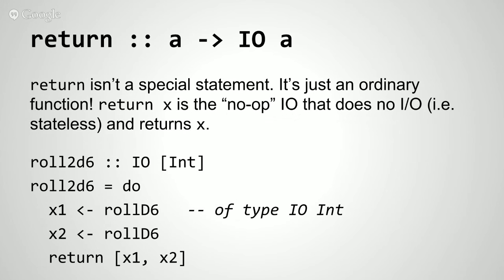So for example, when we roll two d6s, we do a roll d6, that's an IO Int, bind that to x1. We do another one, a different one, bind that to x2. And then the process of returning that is not stateful. Rolling the dice was stateful, but now we have these values. We put them together in a list and we return it.